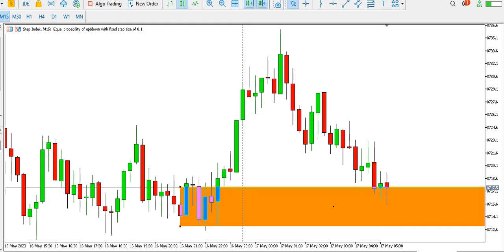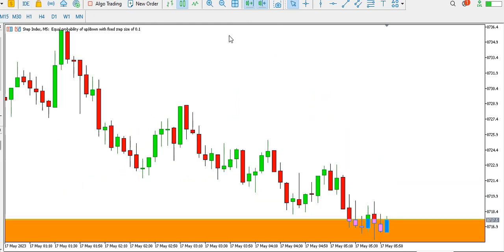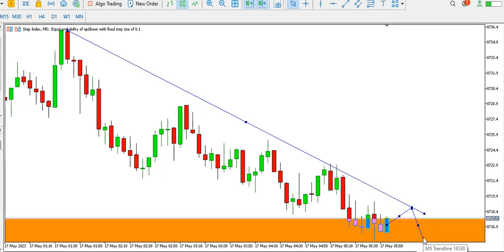Okay, let's look at the 5 minutes time frame. Price is bearish on the 5 minutes time frame. Look at this trend line, look at the descending trend line. All you need to do is allow price to come back to this trend line, then you sell. All right, so that's for step index on the 5 minutes time frame.